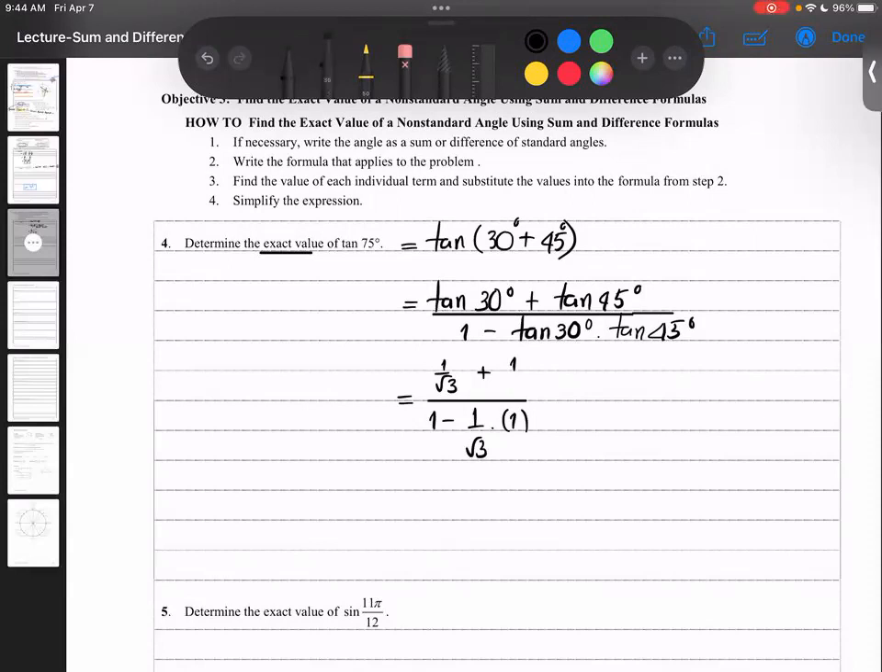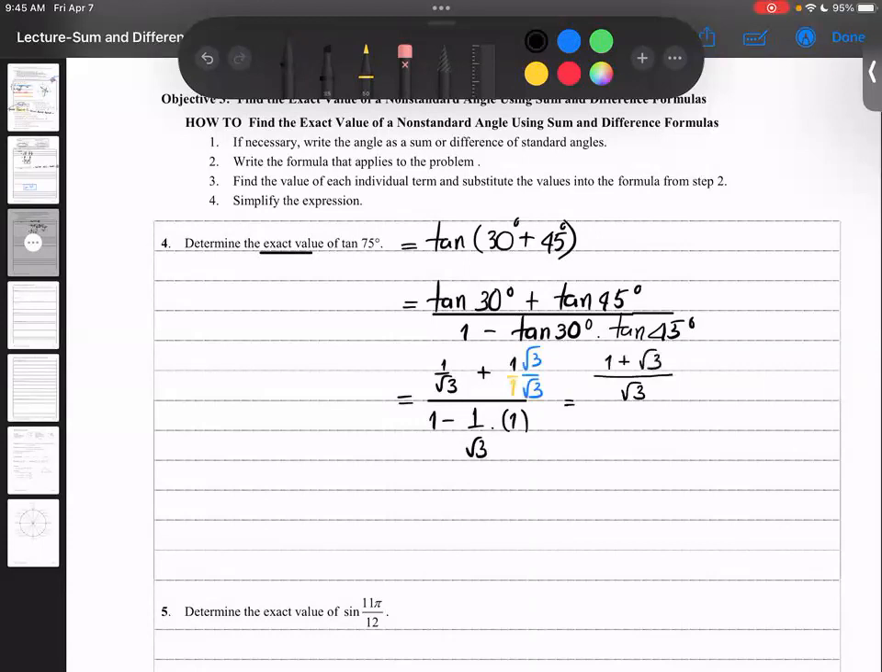So let's take care of the numerator. What is the LCD of the numerator? Yeah, root 3, right? The second number 1 is missing root 3, so root 3 over root 3. Let me put this over 1. So on the top, you have the same common denominator now, which is root 3. Add across the top, so 1 plus root 3.